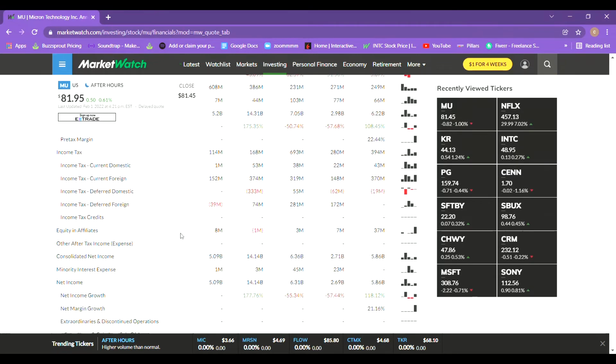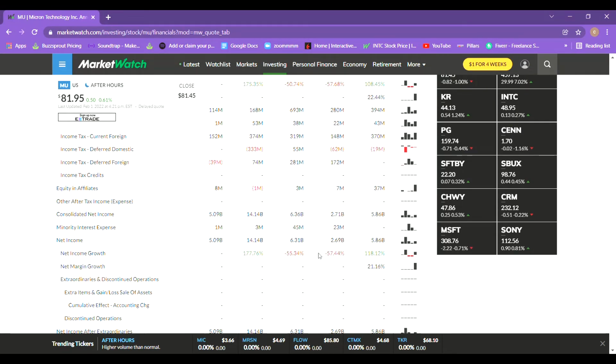Now, checking out their net income. So it seems to be having the same inconsistency as the revenue, which I don't really like to see.